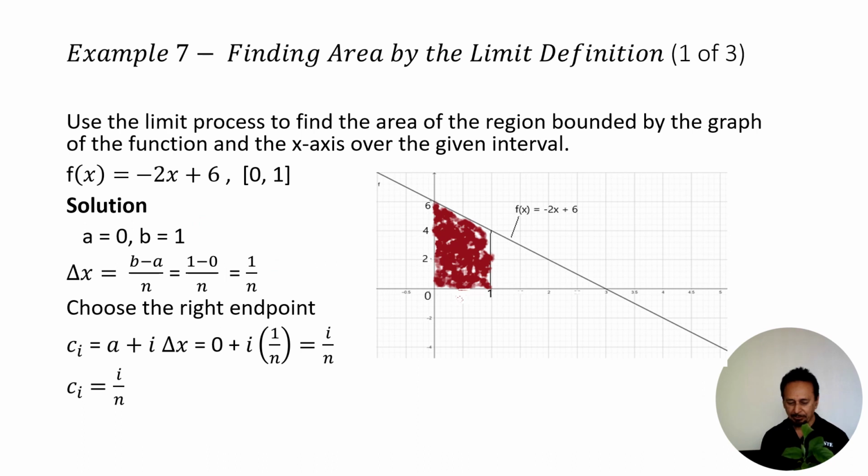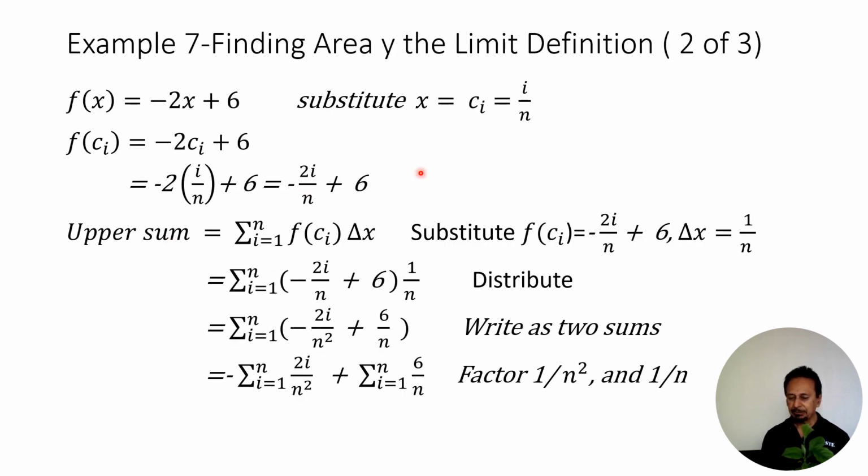Okay, so let's see. Now we substitute c_i into the function, and c_i is what? i over n. So f of c_i equals minus 2 times c_i plus 6. And we replace the c_i, which is i over n. So it becomes negative 2 times i over n plus 6. We simplify, which gives minus 2i over n plus 6.